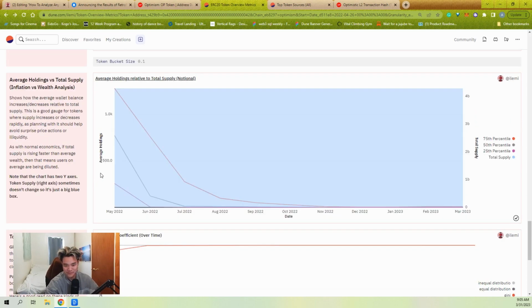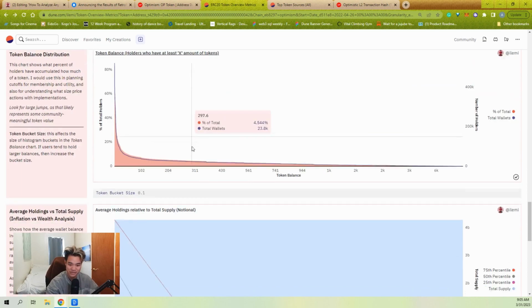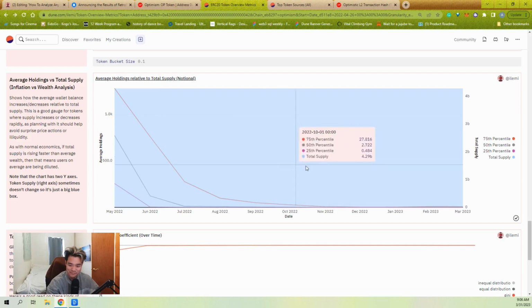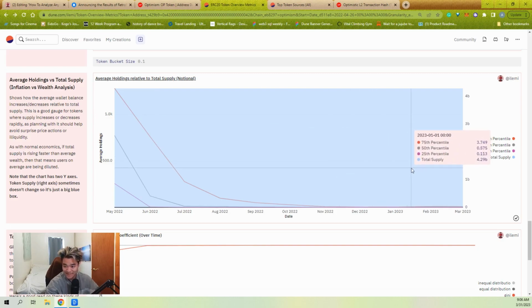Average holdings to total supply. So there's a total supply of 4.29 billion. This is just the time series version of this chart. So I can see, oh, there was a point in time where 50% of wallets held like 122 tokens each, but that's basically decreased to this tiny amount per wallet. Could be a bunch of reasons for this, but it's something that I'd be curious about digging more into, because I'm like, why are there so many wallets with only tiny amounts of OP tokens in them?